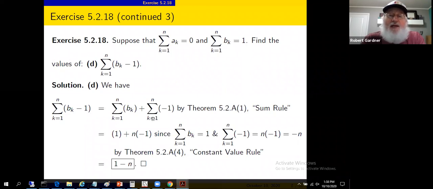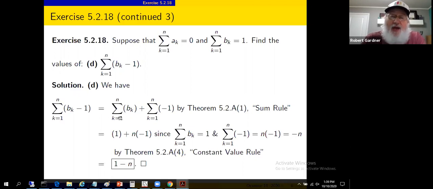Express that, if you like, as a sum rule. I've got a couple of different ways to deal with this -1. We'll express it in terms of the sum rule. The sum of the b sub k's, they told us that's 1, so the value of that is 1. The sum from 1 to n of this constant is n times that constant. The constant's -1 here, so the value we get out of this is -n, and the value of the sum is 1 minus n.